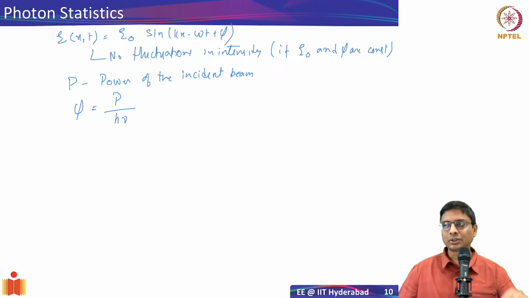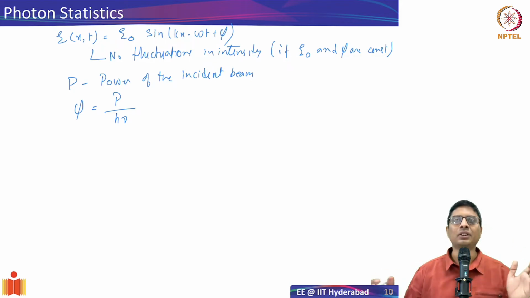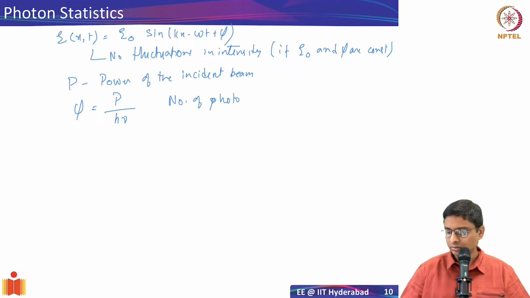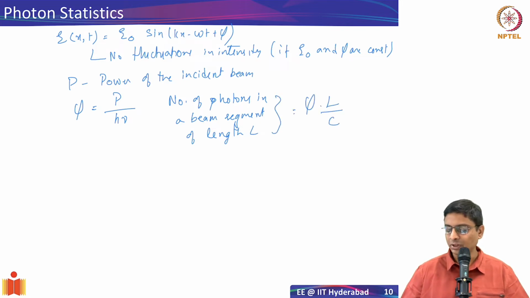Okay. Let's say you take a line segment of length L. The number of photons in a beam segment of length L is going to be the flux times length divided by the speed of light. The seconds cancel out, so you get the number of photons. So you have a beam segment of length L and the average number of photons is n bar.